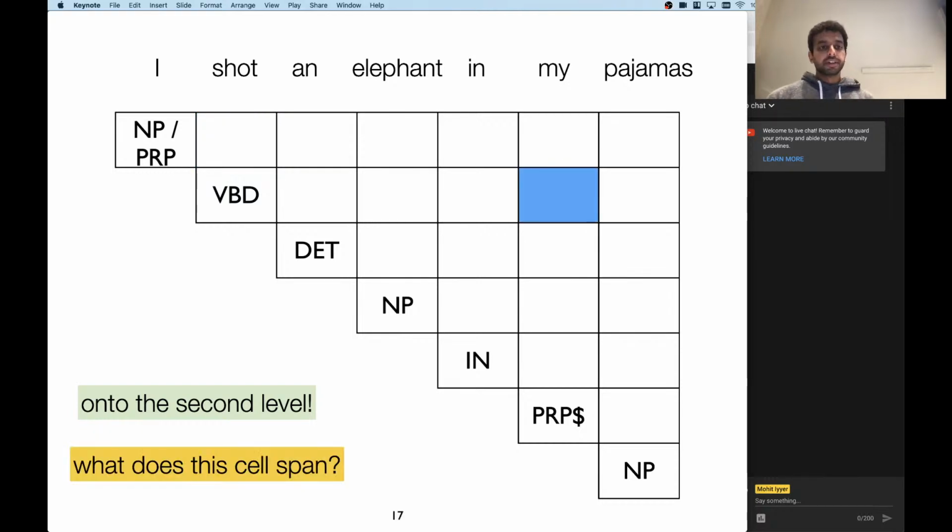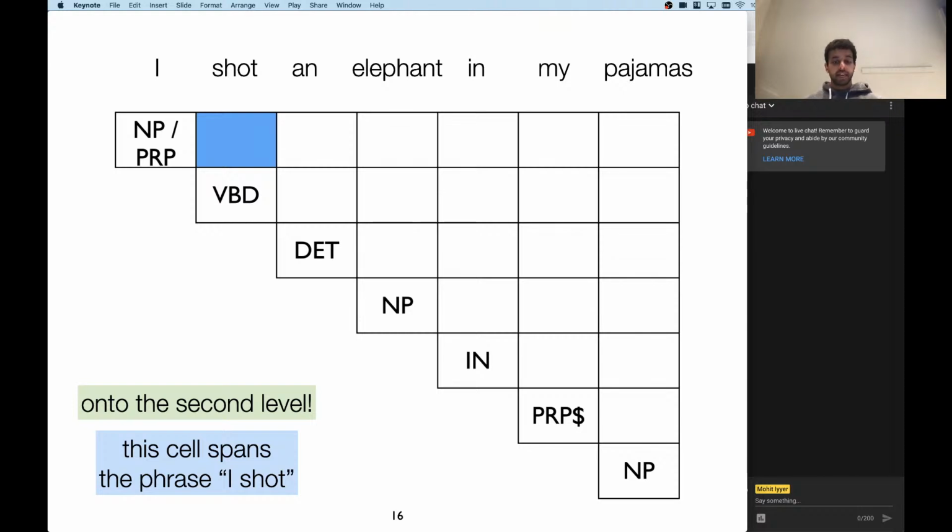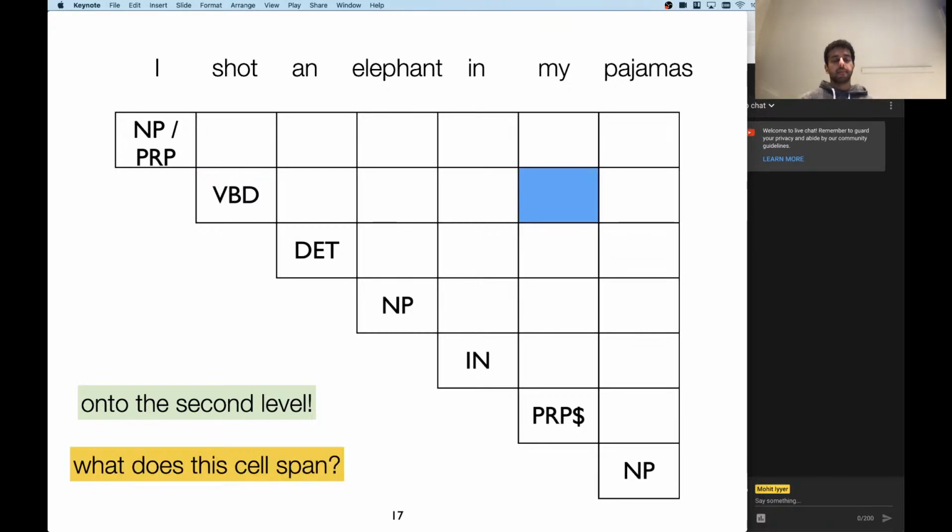Just to make sure you're following along, what does this cell span? What words in the sentence are spanned by this cell? If this cell spans "I shot", what might this cell span? Yeah.